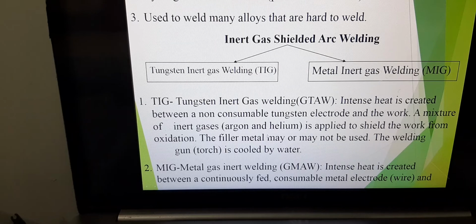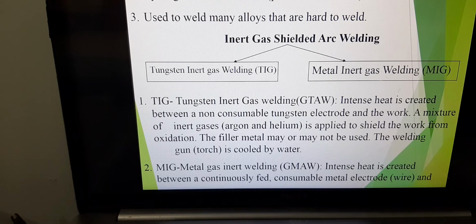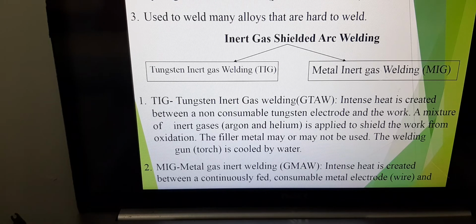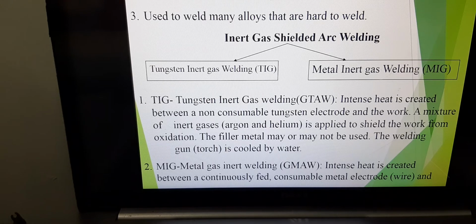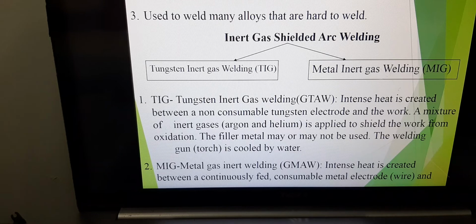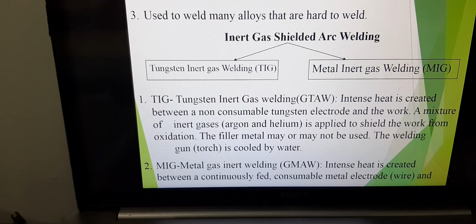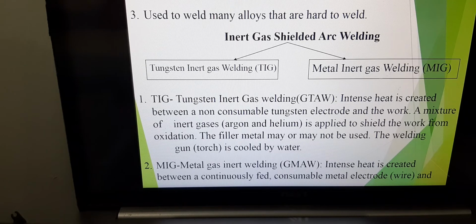Okay, let's look at the second welding process, inert gas shielded arc welding. What is inert gas shielded arc welding? Another typical arc welding process, but if you see the keyword here, use inert gas. So it clearly states here that inert gas is going to play a part in this welding process. Then you see the two categories of welding, which is tungsten inert gas welding and metal inert gas welding. So you have the tungsten and the metal.